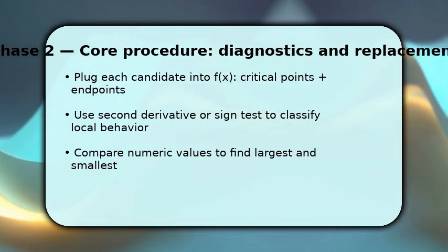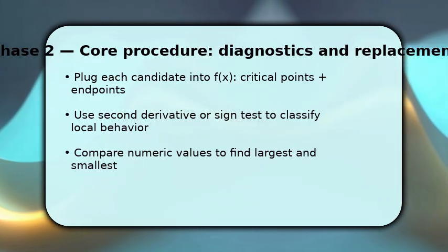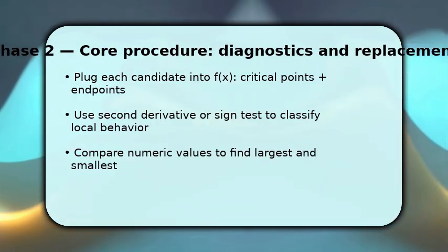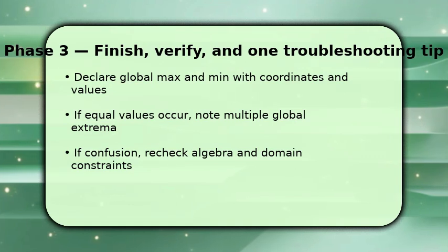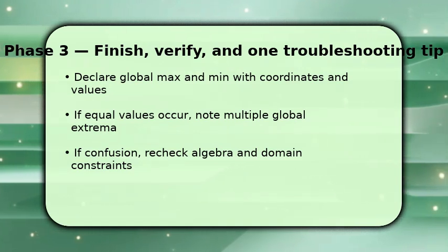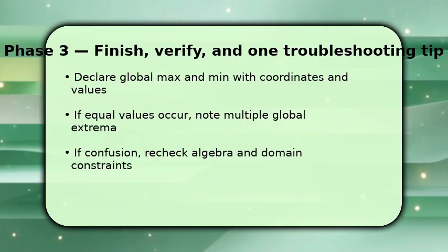Once you have numerical values for each candidate, rank them to see which gives the highest and which gives the lowest function value. Finish by declaring the global maximum and minimum, giving each point as an ordered pair and its function value. State if none exist on an open domain.